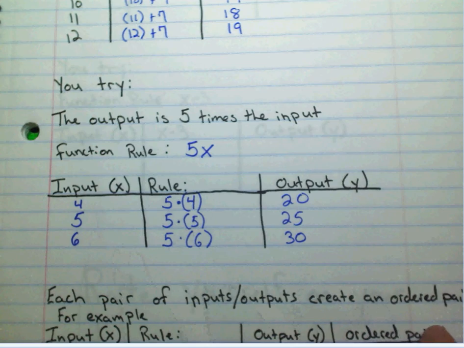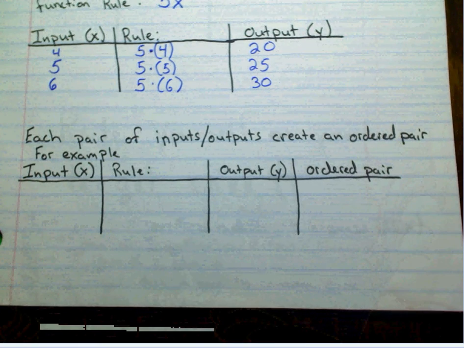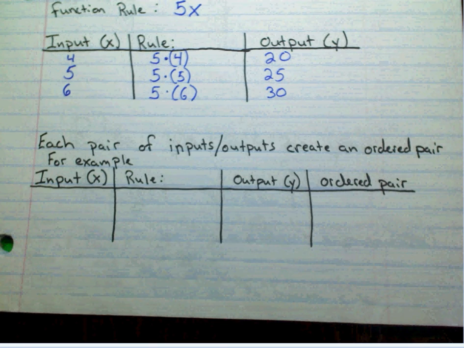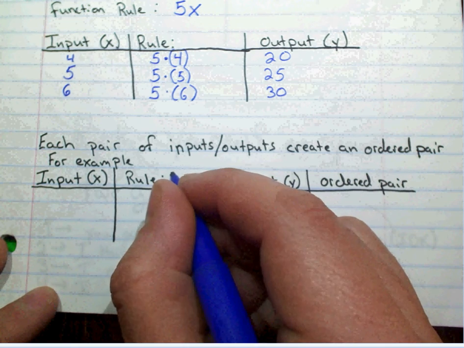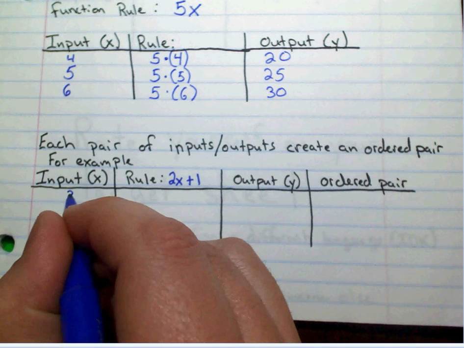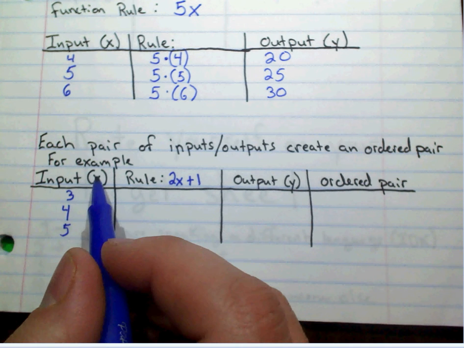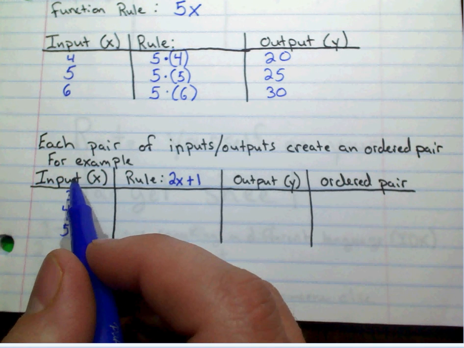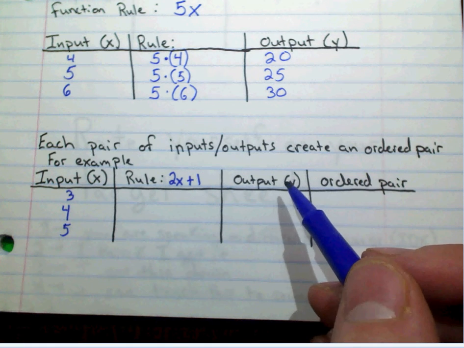When we look, each pair of inputs creates an ordered pair. Now, ordered pairs, if you remember, are coordinate points for the coordinate grid. For the example, if our rule is 2x plus 1, and our inputs are 3, 4, and 5, our input is our x-axis coordinate point, or our independent variable. Our output is our y-coordinate point, or our dependent variable.